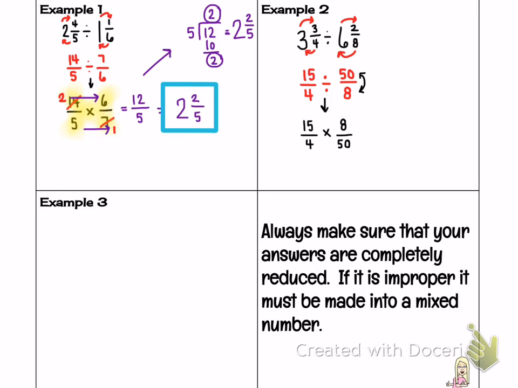Now that I have a multiplication problem, I can simplify. I check my diagonals. I have 4 and 8. I know that 4 goes into 4 once, and 4 goes into 8 2 times. I check my other diagonal, 15 and 50. I know that 5 goes into both of those. 5 goes into 15 3 times. 5 goes into 50 10 times.